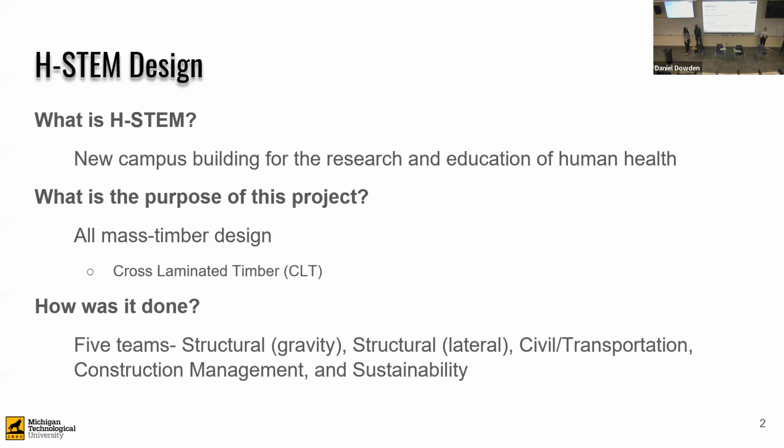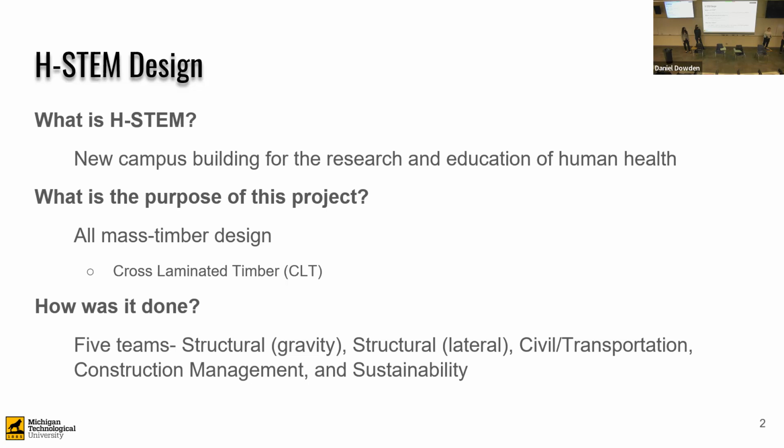So before I go into our role in this project, I'll just give a brief background on what the HSTEM building is. It's going to be a new building next to the Chem Sci building, and it's going to be a center for the research and education of everything that benefits human health. And our project this semester was a theoretical mass timber design of the HSTEM building using cross-laminated timber. Cross-laminated timber is relatively new to the States, and this design is one of the first of its kind in the US. And this project was completed by dividing the responsibility between 5 teams with different expertise.